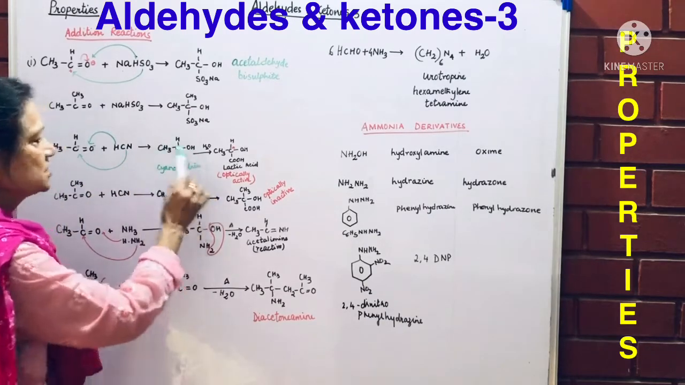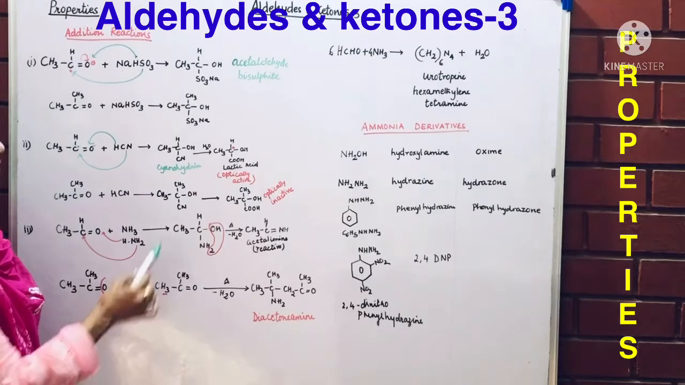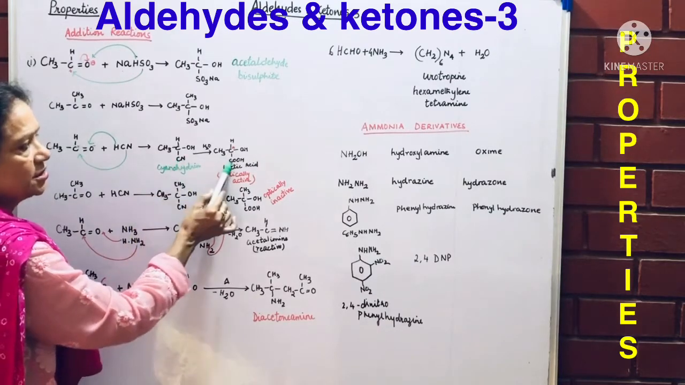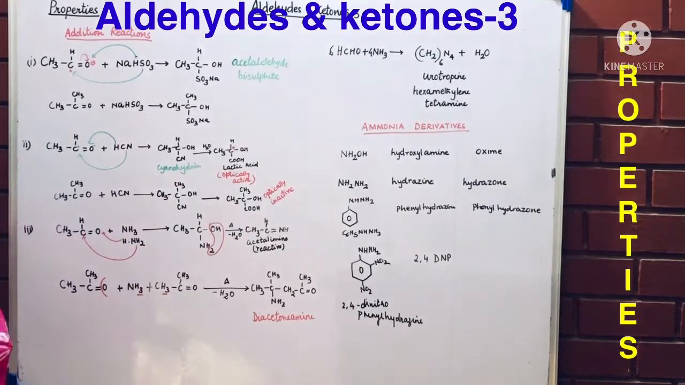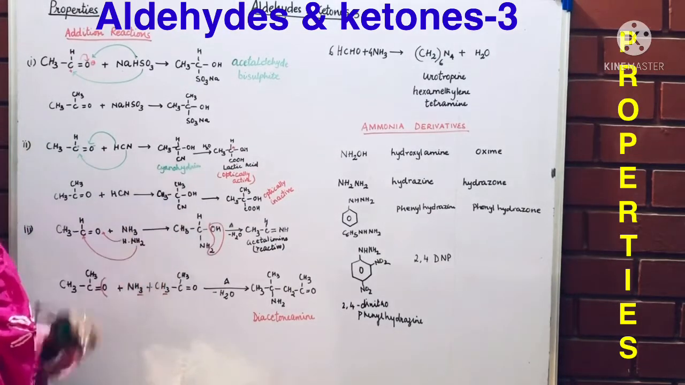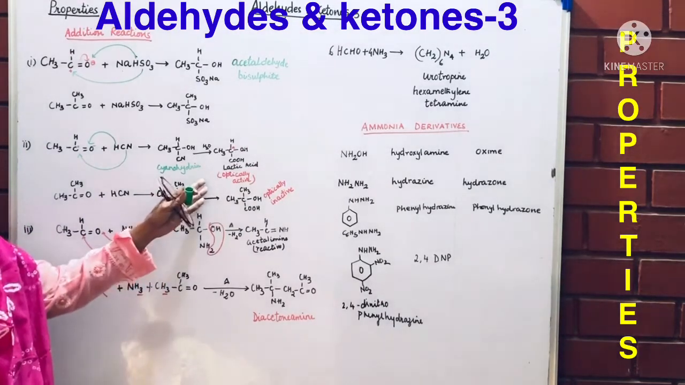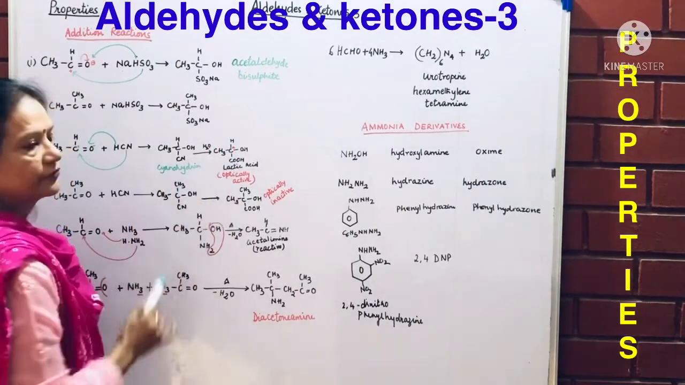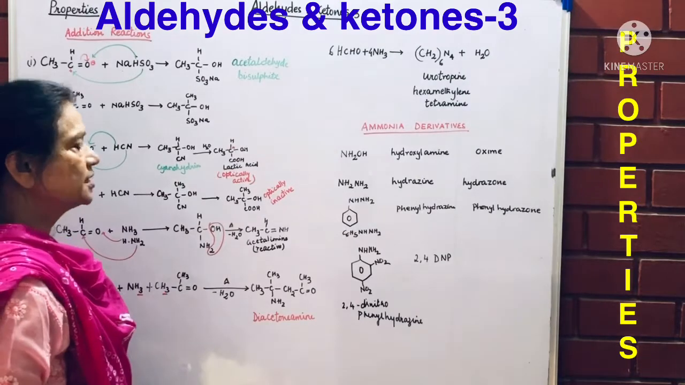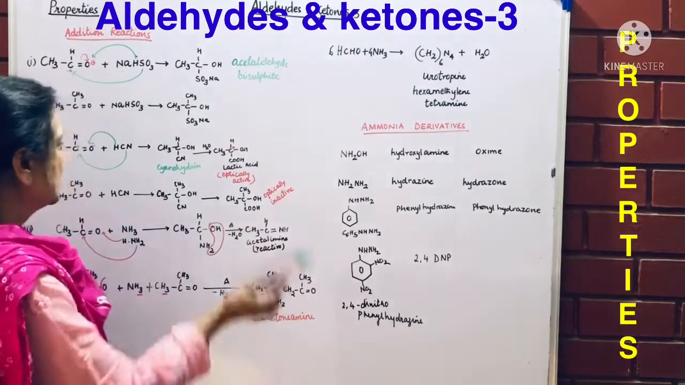Now when this compound is formed, if I react further with water, the cyanide part will change into an acid. And this compound is called lactic acid. We had learned about it before in isomerism, optical isomerism. So all four groups are different. So that is why this compound is optically active.